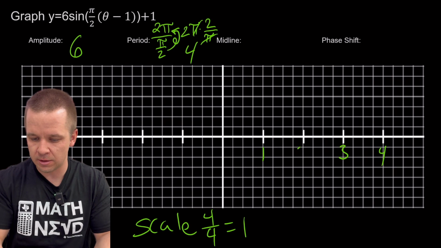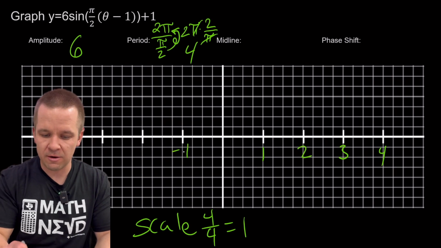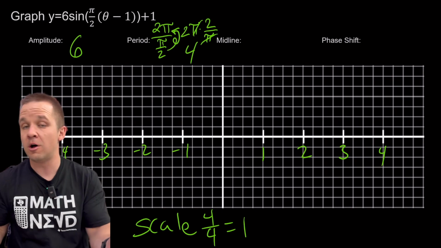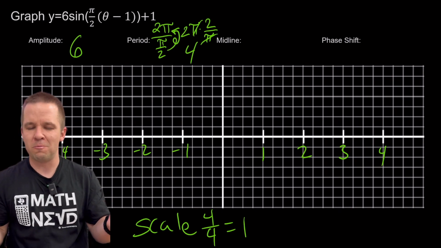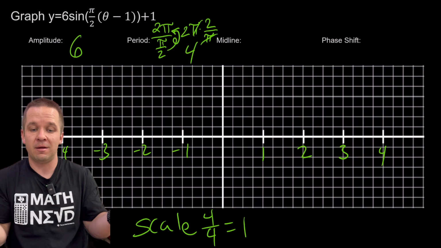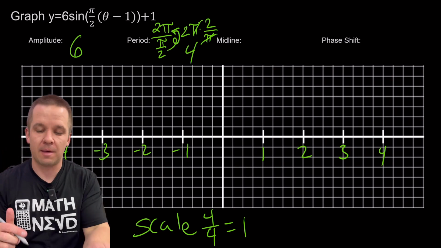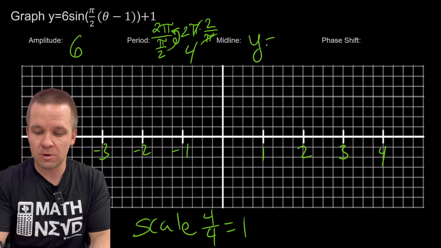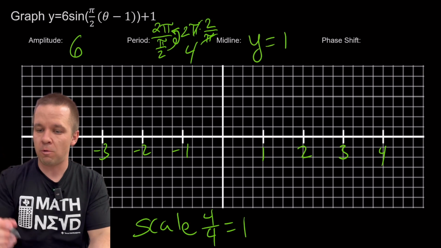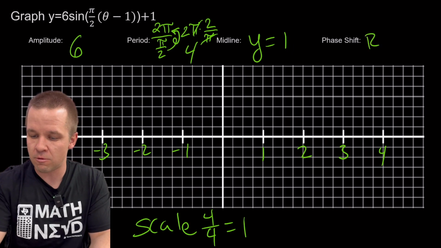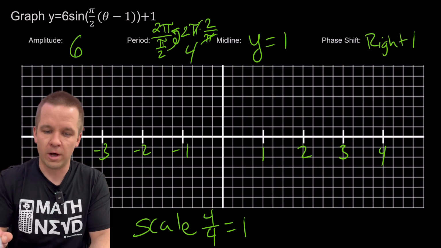That 2's a little ugly there. That's a little better. And then we got -1, -2, -3, and -4. So there's my scale. It's kind of weird. We're used to seeing pi's and things like that, but the pi's cancel out, and we're just going by regular old numbers. Now my midline, that's going to be y equals +1, so shifting up 1, and then my phase shift is -1, which means I'll go to the right 1.